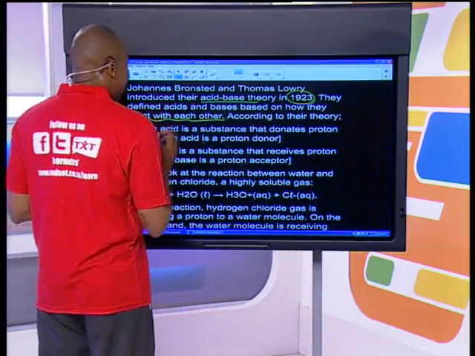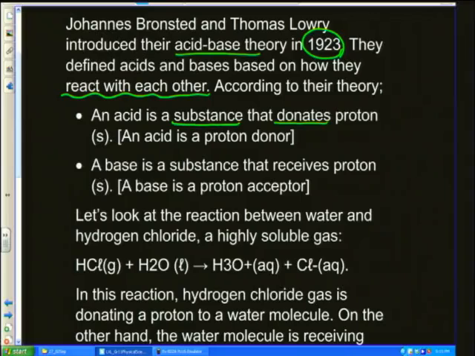According to them, an acid will be a substance that donates protons in an acid-base reaction. And for that reason, we call acids proton donors. So an acid is a proton donor according to them. On the other hand, they look at a base as a substance that receives protons, or it can receive a proton, just one. And if there is any receiving of protons, that substance will be a base. So in short, they say a base is a proton acceptor. It accepts protons. That's what they are saying.